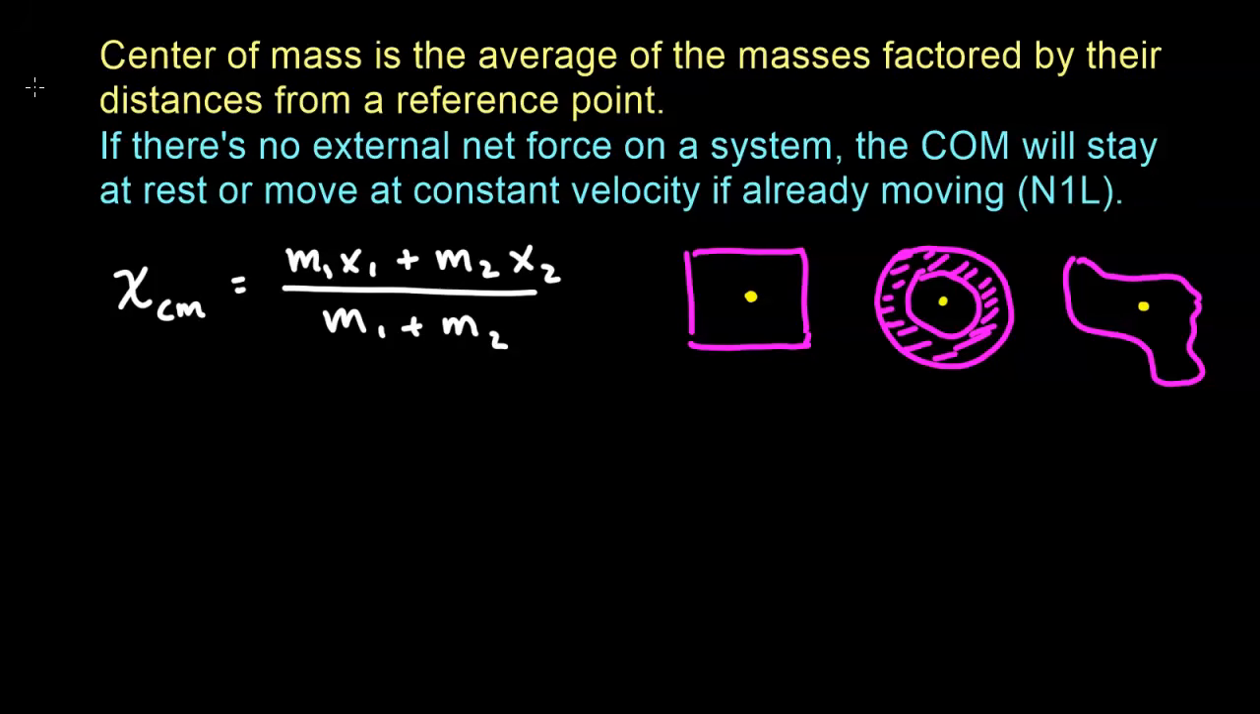So the center of mass position is equal to m1x1 plus m2x2 divided by the total mass. And I've got some examples of some different shaped objects. I've got a square, center of mass would be right in the center there. I've got a donut, it'd be right in the middle, which tells us that the center of mass does not have to be on a location on the object. It could be in space.